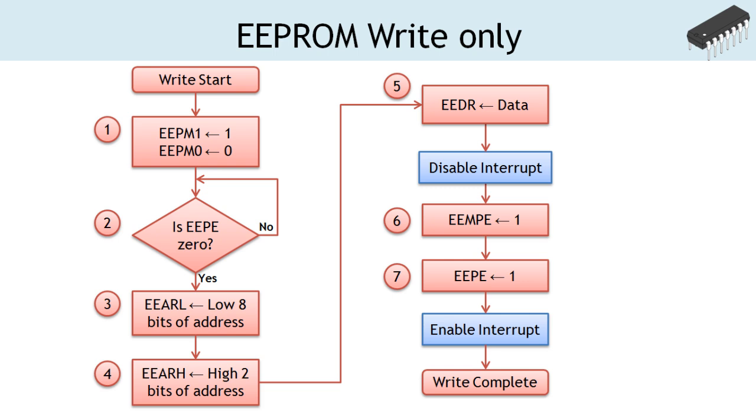Then the data to be written to the address pointed by the address register pair is written to the EEDR register. As in the erase and write operation or in erase only operation, the interrupt is disabled by clearing the I flag in the status register before setting the EEMPE and EEPE bits. Again, the constraint of setting the EEPE bit within the 4 clock cycles after setting the EEMPE bit holds in this operation too. Then the interrupt is enabled back again. This completes the write only operation.